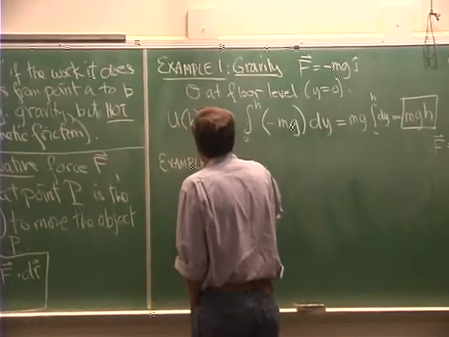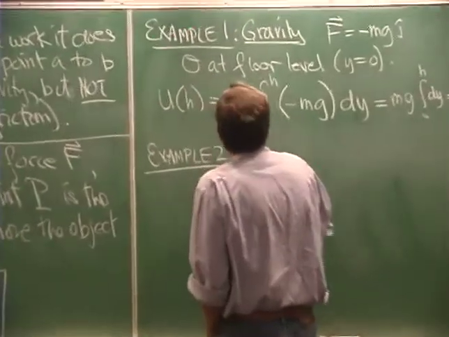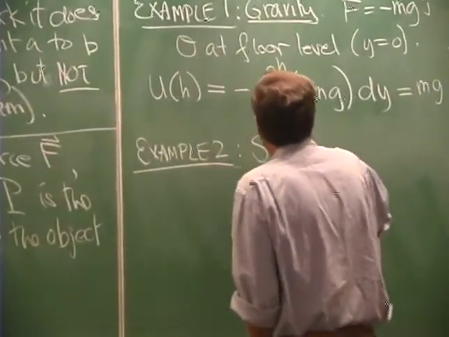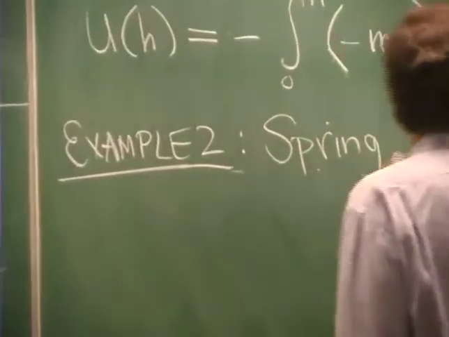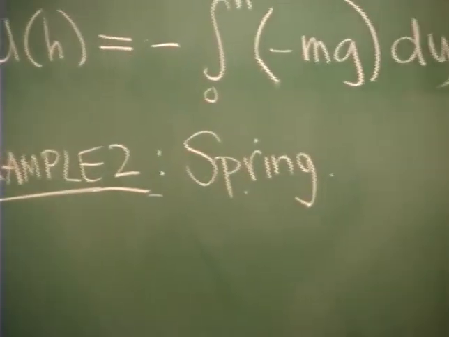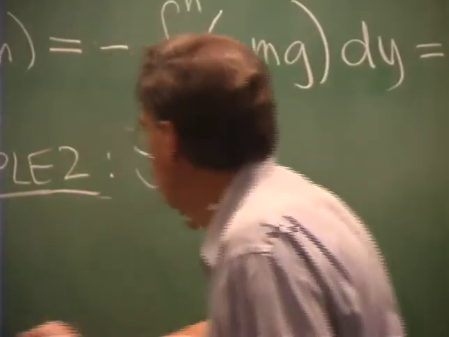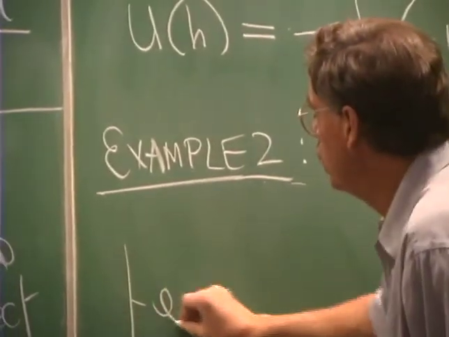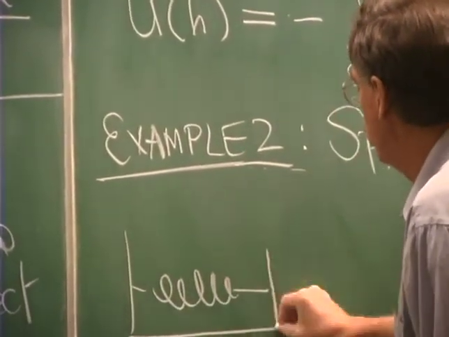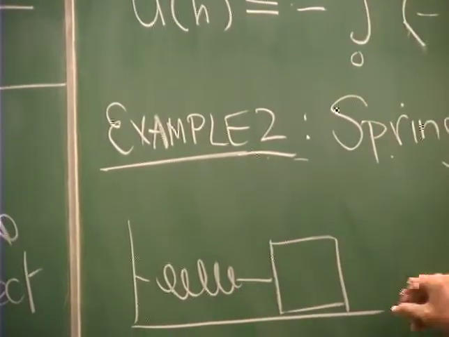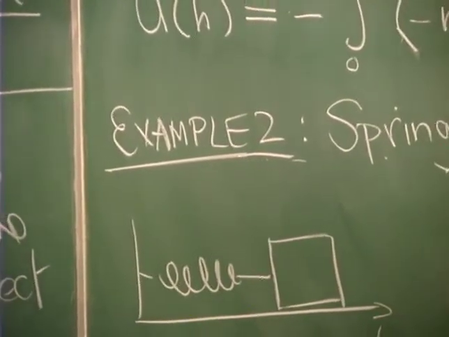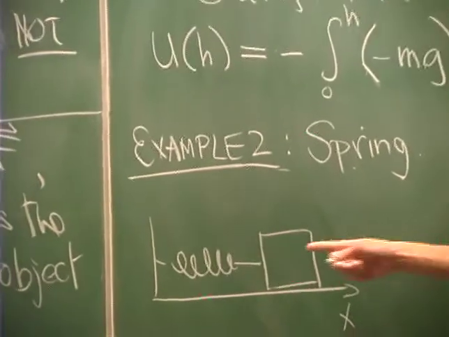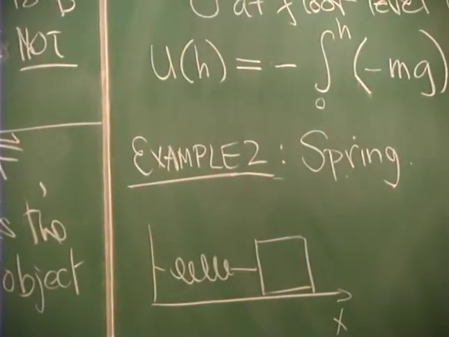Second example: spring. So imagine that I have here a spring on a nice frictionless surface, by the way. I don't want any friction in the problem. And let's let this be the x direction.